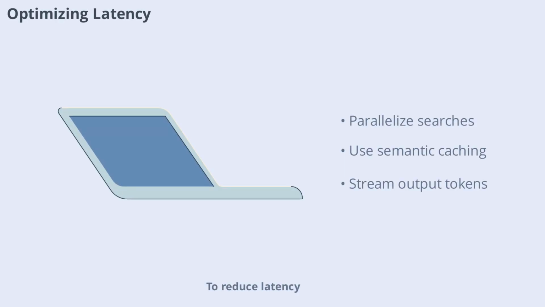To reduce latency, parallelize vector and keyword search executions wherever possible. Implement aggressive application-level caching known as semantic caching to avoid redundant computations. Finally, stream output tokens to the client in real time, so users see answers as they're generated rather than waiting for the entire process to finish. These optimizations make your RAG system more efficient and user-friendly.